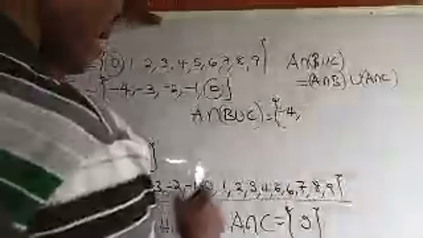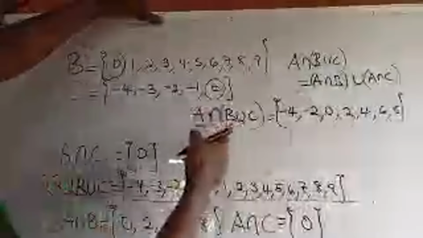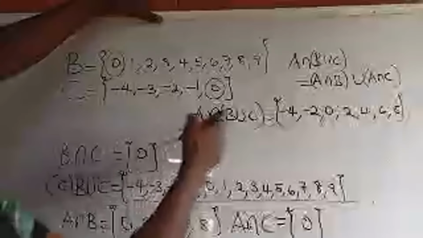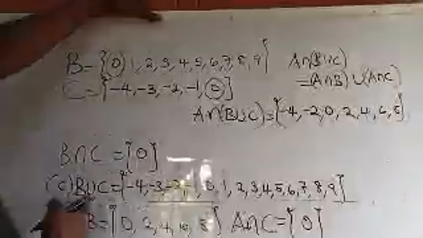We have -4, -2, 0, 2, 4, 6, 8. Yes. These are the elements of A intersection B union C. You know this B union C. Now the elements in B union C that are common to A, these are the elements.